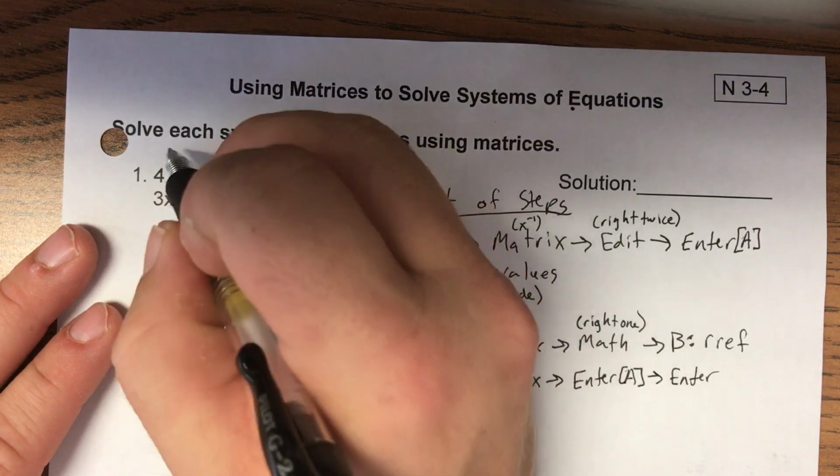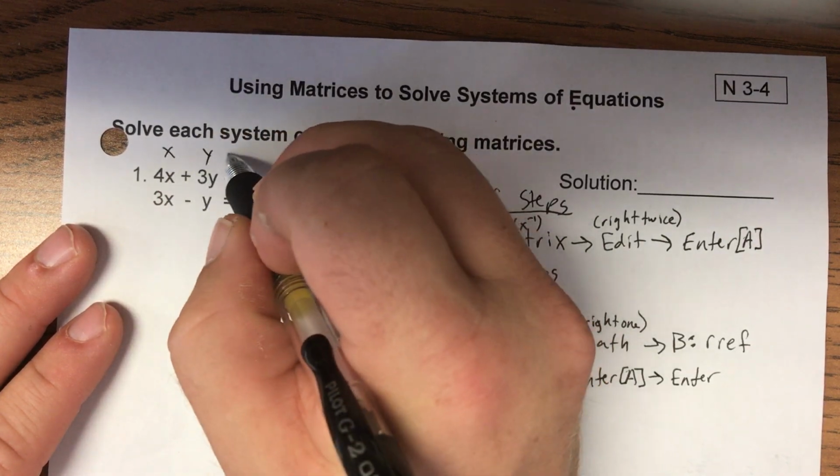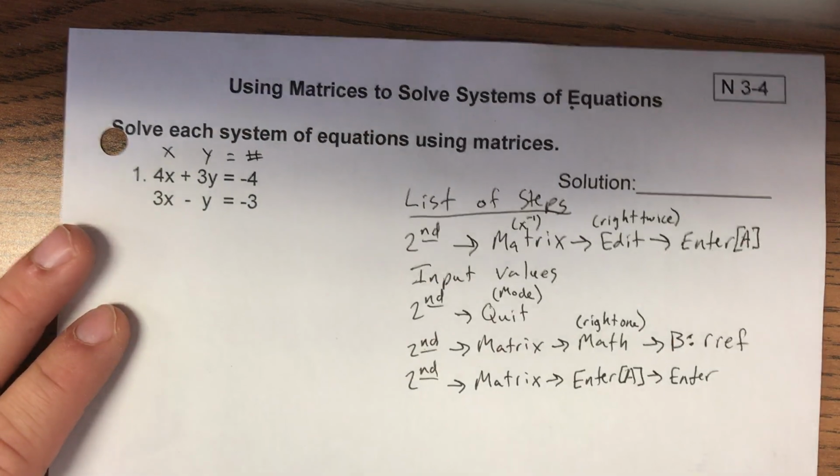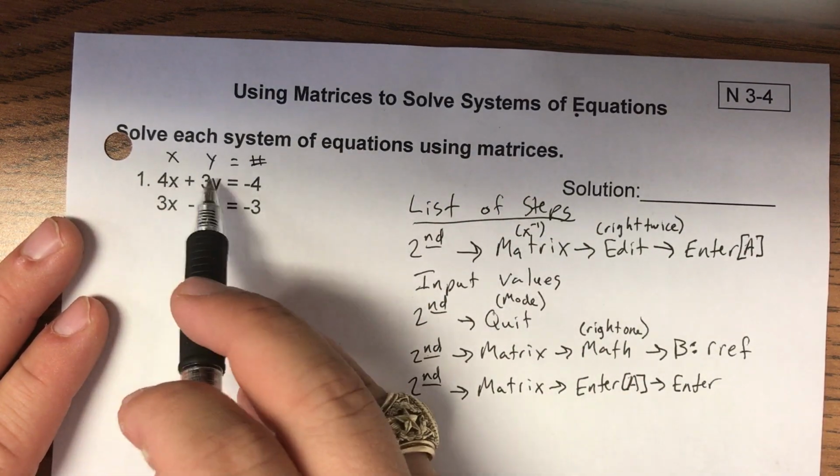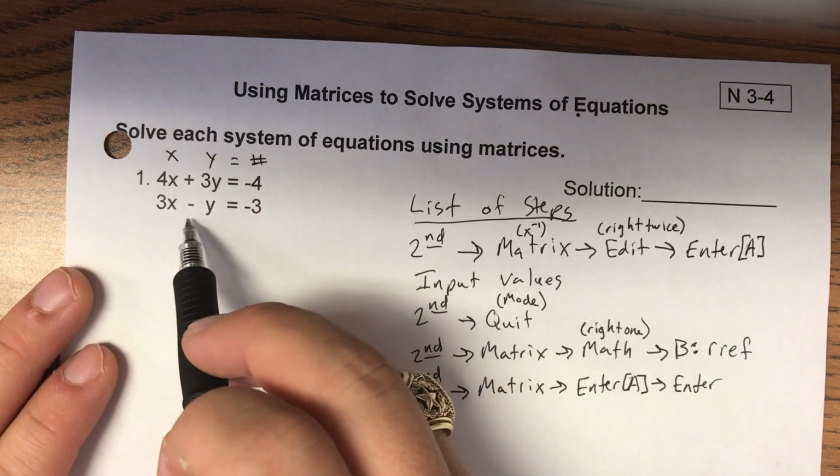What this looks like, so here's my system of equations. It's always going to be in this order with your x, then your y, then equals, and your answer, your number. Always has to be in this order. If it's not in this order, you need to make it in this order where the x and y are on the same side of the equal sign with each other.